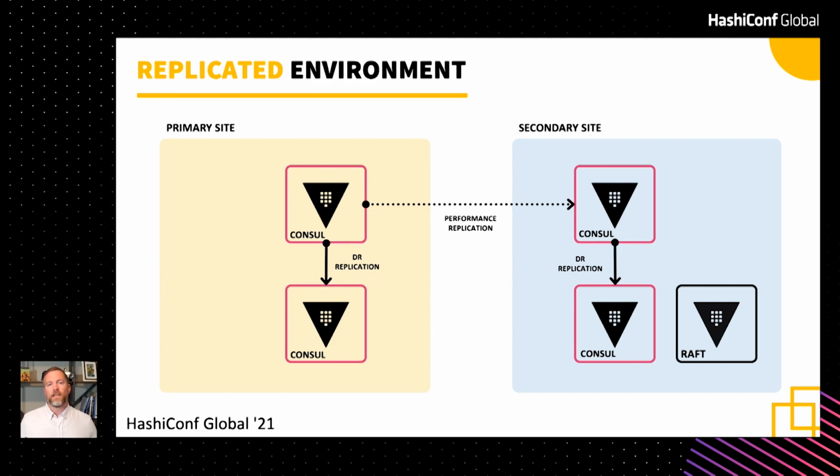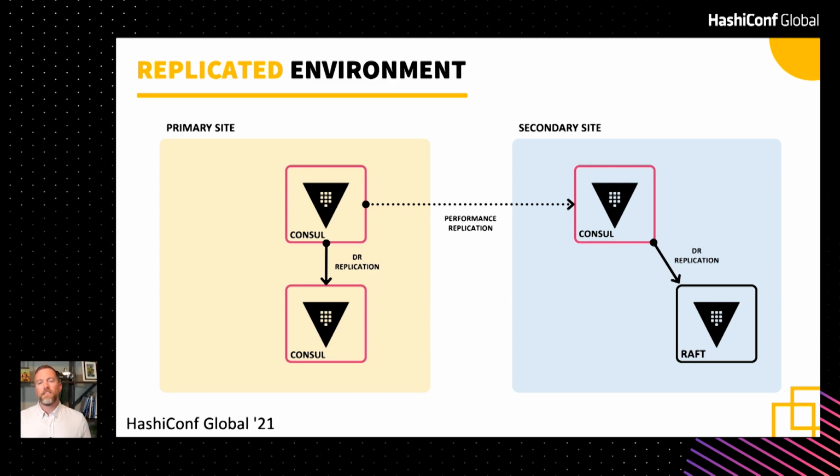The first thing we're going to do in our secondary site is deploy a new cluster running Raft. And then we're going to enable DR replication to this new cluster. Assuming everything goes well with that, we've really not changed the fundamental architecture yet. We've just added a new cluster. But now what we can do is get rid of that old cluster that's backed by Consul, because now we have a DR replica backed by Raft.